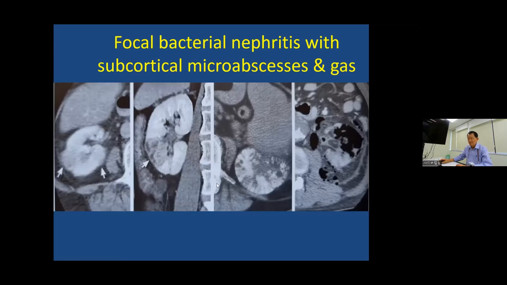Nowadays we don't see much of this kind of focal bacterial nephritis, but in the old days we saw the subcortical small sort of radiolucent density that's representing microabscess. And certainly sometimes this kind of gas can be produced by certain bacteria. That's a very bad prognosis.